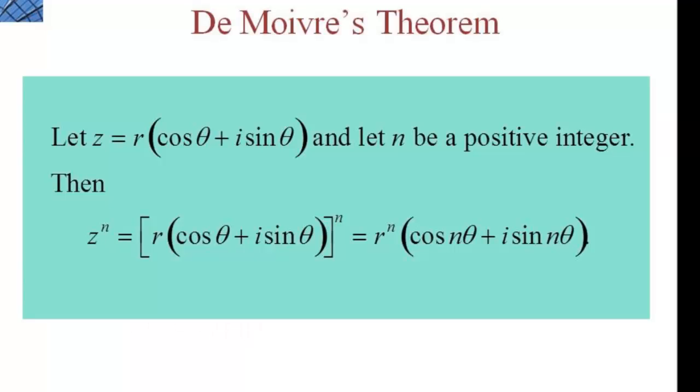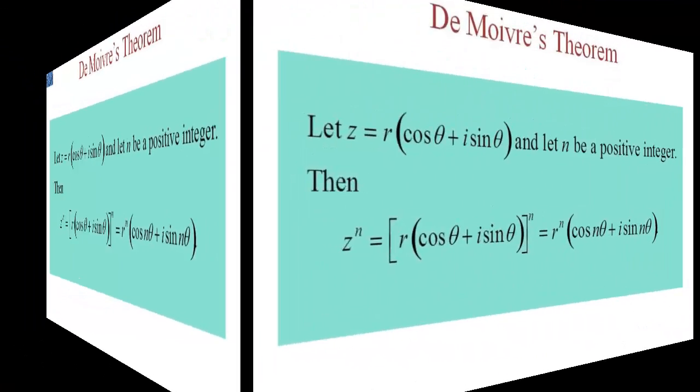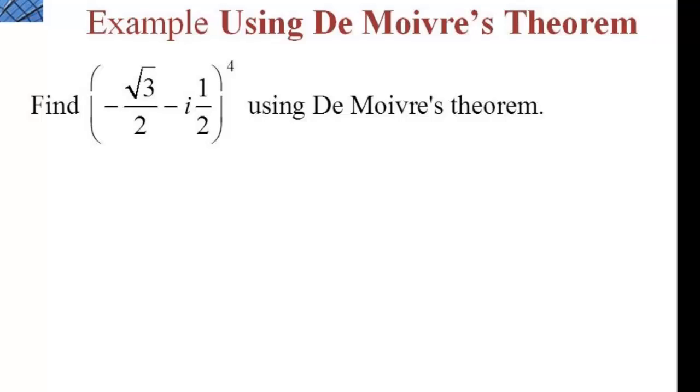And this leads directly to DeMoivre's theorem. Nice French sounding name there, DeMoivre. So he says that if you're raising a complex number z to any power, what you'll get is r raised to that power times cosine the power times theta plus i sine the power times theta. So now we're going to put it to use.